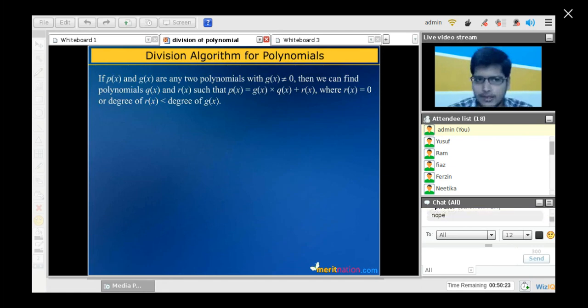So what is this division algorithm? That is nothing but: if p of x and g of x are any two polynomials where g of x is not equal to 0. So what is this condition, g of x not equal to 0? Can any of you tell me? What is this condition, g of x is not equal to 0? Any idea?